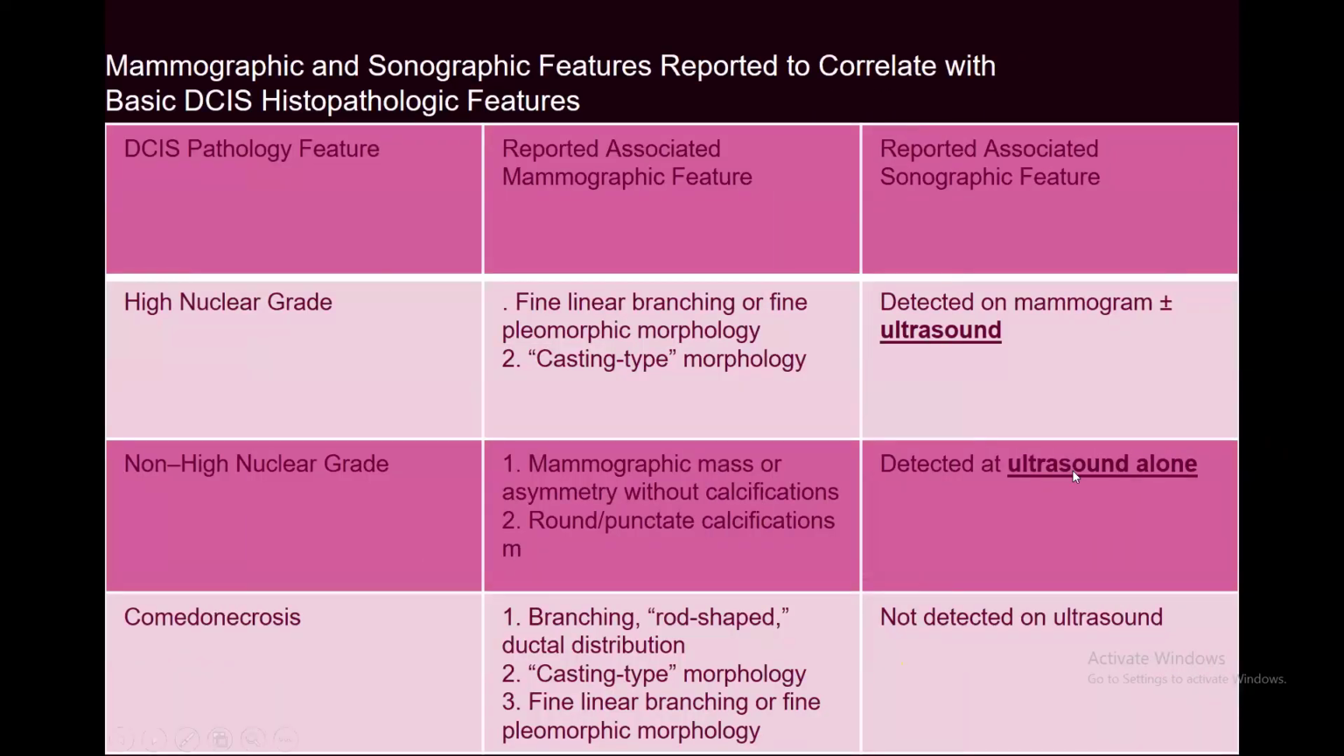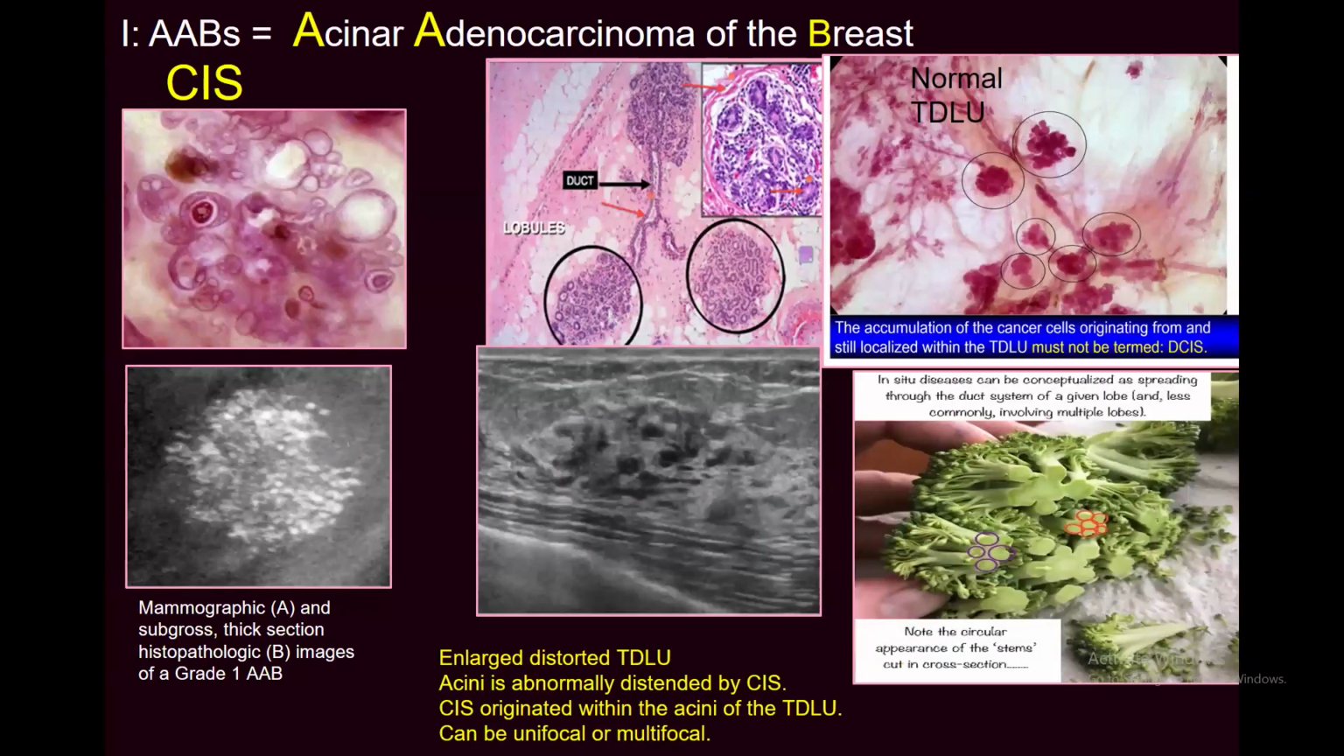Okay, here we can see in this table, ultrasound, along with mammography, can detect high-grade DCIS. In non-high-grade DCIS, since it might not be associated with calcifications, it is most of the time presenting as a mass. When it is like that, it will only be detected by ultrasound. Here we can see examples of DCIS.